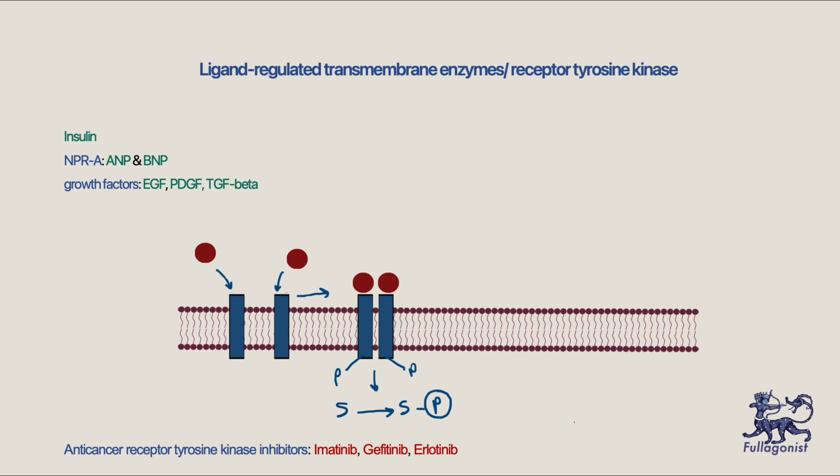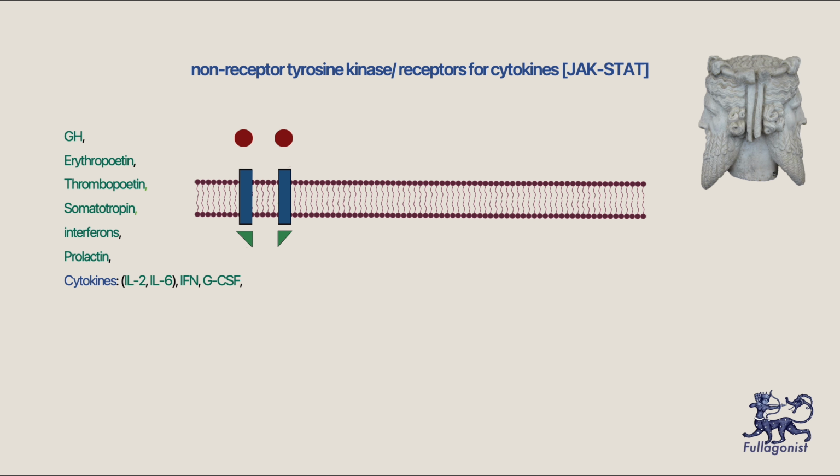We have anti-cancer drugs that work on these receptors: imatinib, gefitinib, erlotinib. They are tyrosine kinase inhibitors. They share a similar ending, TNIB, and that makes it easy to remember. A final type of receptor is non-receptor tyrosine kinase. These are receptors for the cytokines, and it involves the JAK-STAT pathway. Examples are growth hormone, erythropoietin and thrombopoietin, somatotropin, prolactin, and immunomodulators, including cytokines, interleukins, interferons, and granulocyte colony stimulating factors.